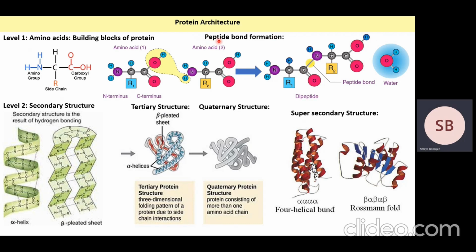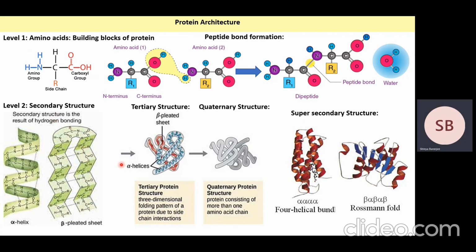So through this peptide bond formation, many amino acids can be joined together to form a secondary structure. So secondary structure is basically formed from a chain of amino acids which are joined together by peptide bonds, and it adopts structures like an alpha helix or a beta sheet due to intermolecular hydrogen bonds. So secondary structure is the result of hydrogen bonding. From secondary structure, a tertiary structure can be formed, which is basically a three-dimensional folding pattern due to side chain interactions. So you can see you have two types of secondary structures here. This blue one, which is the alpha helix, and the red, which is the beta sheet.